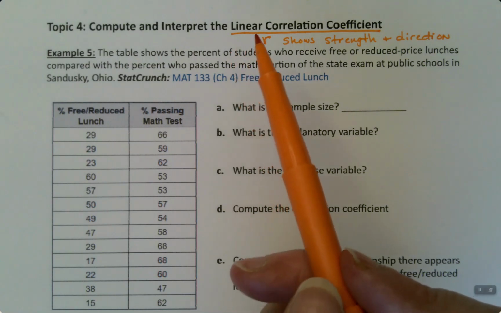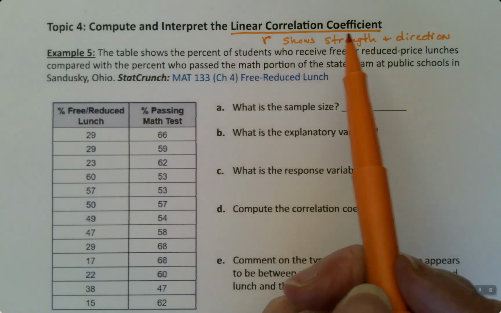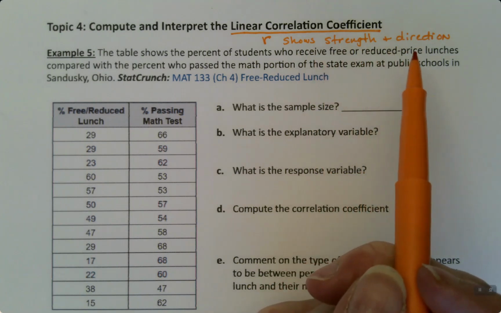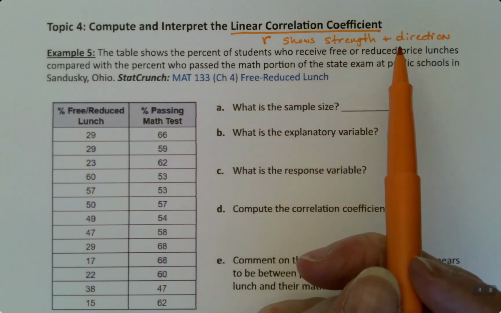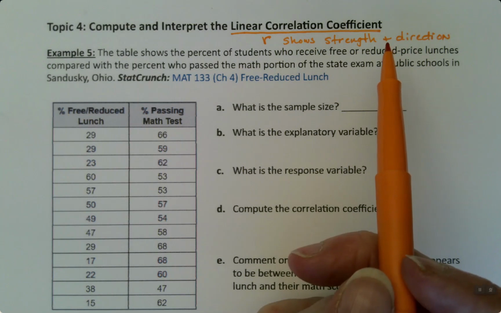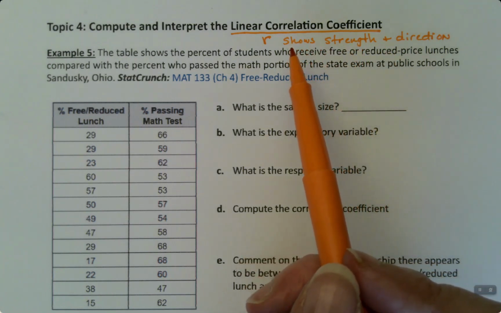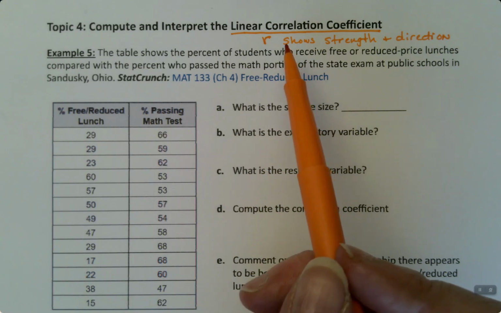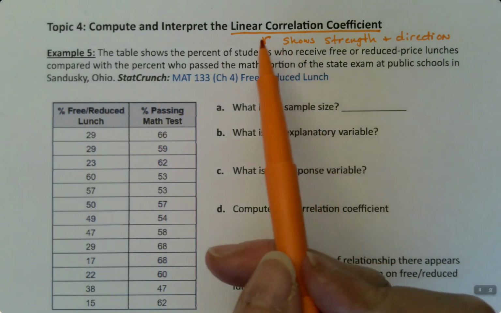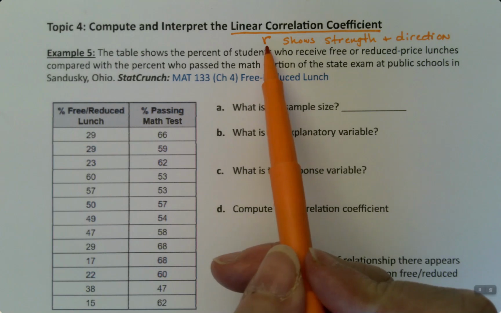So we've seen how powerful the linear correlation coefficient is. It shows us the strength and the direction of a linear relationship, which is lovely. It's not 100% though. I do want to stress that. There are other things you have to look at when considering whether a relationship is linear or not. But it gives us a good starting point. The symbol for it is the letter R.